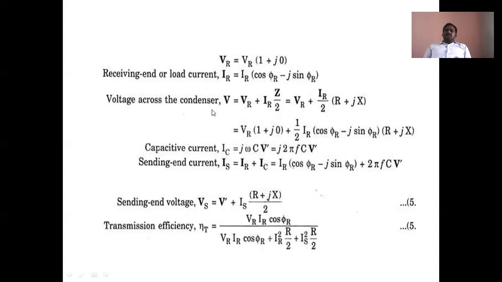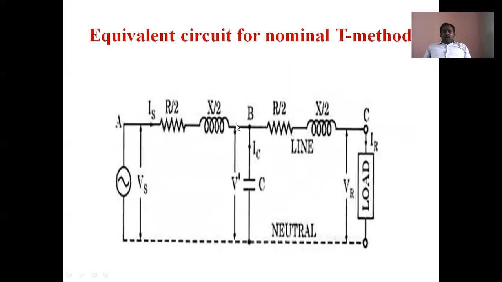Voltage across the condenser V' is equal to VR plus IR into Z by 2. We want this voltage, so VR plus IR into Z by 2 lets us determine it. We can apply KCL, which says the sum of incoming currents is equal to the sum of outgoing currents. So by applying KCL at point B, we get V dash, the voltage across the condenser.